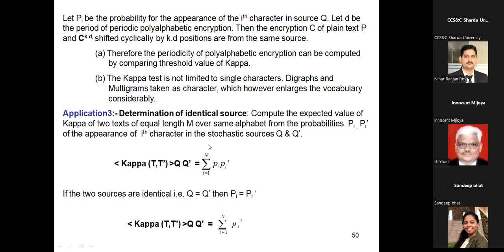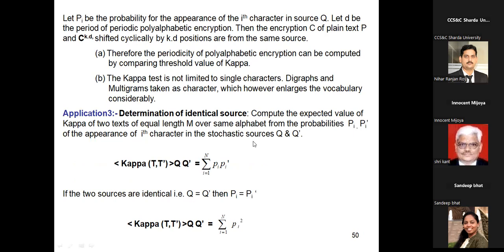So if Pi is the probability of the appearance of the ith character in source Q, let D be the period of the polyalphabetic encryption C of plain text P, then C and C shifted cyclically by KD positions are from the same source. We can say the source is recognized. The kappa test is not limited to single characters. It can also be devised for double characters.